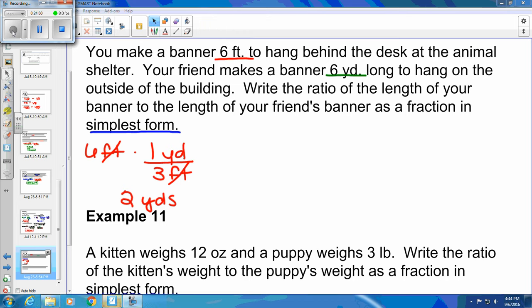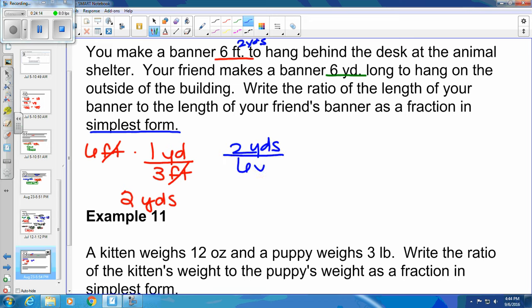So now I can go up to here and rewrite this as 2 yards. So I can write it as 2 yards to 6 yards. Both those numbers are divisible by 2. So 2 divided by 2 gives me 1, and 6 divided by 2 gives me 3. So I have the ratio 1 to 3. Your friend's banner is 3 times as long as yours.